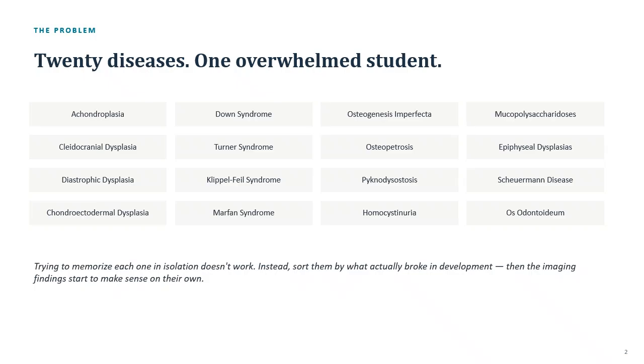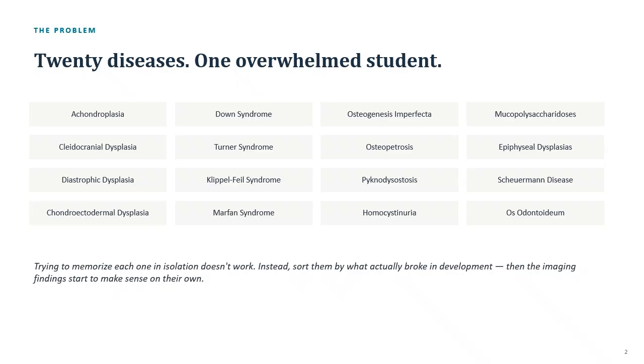So again, trying to memorize each condition separately is usually going to lead to a lot of confusion and frustration. As you're going through the chapter in your readings, you'll see that the findings begin to blend together, and it will become really difficult to remember which diseases cause things such as short limbs, which diseases cause fragile bones, which diseases cause abnormal vertebrae, or other unusual findings that you might see in the skull.